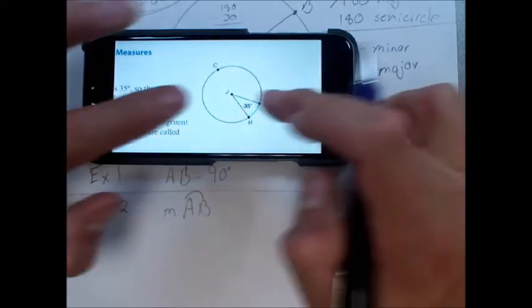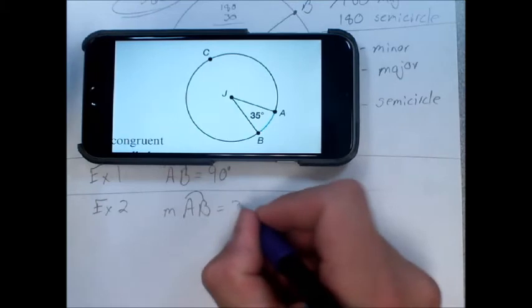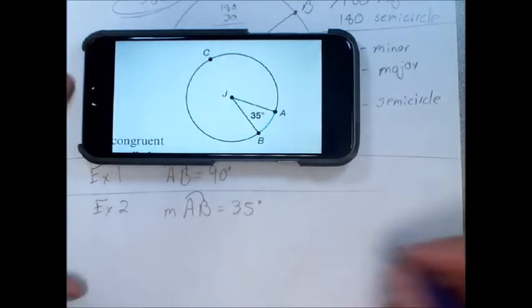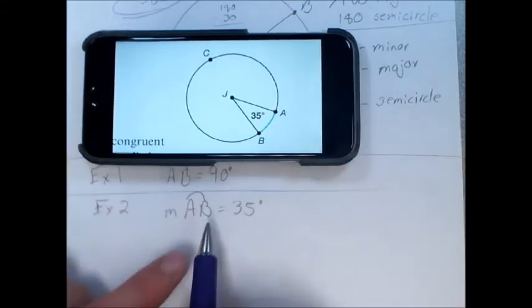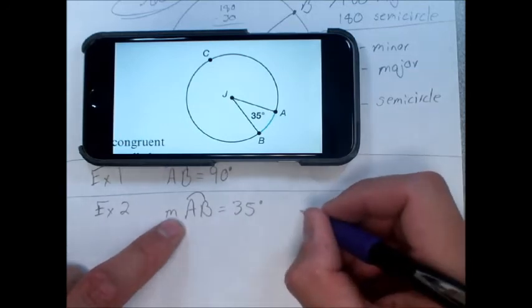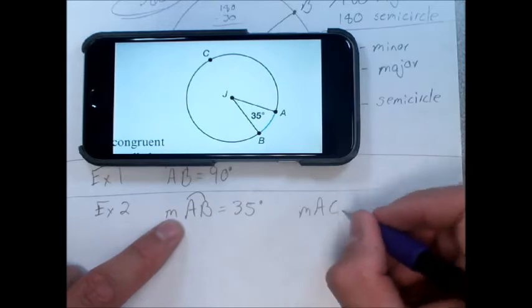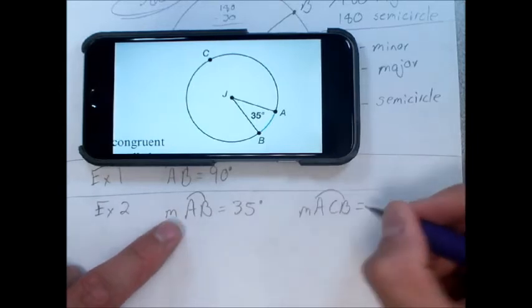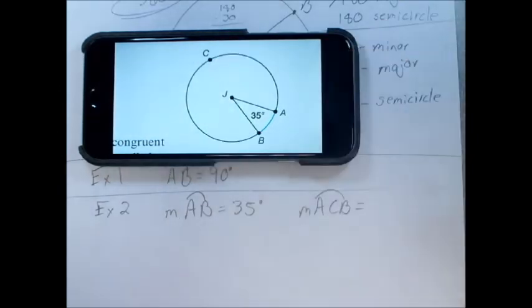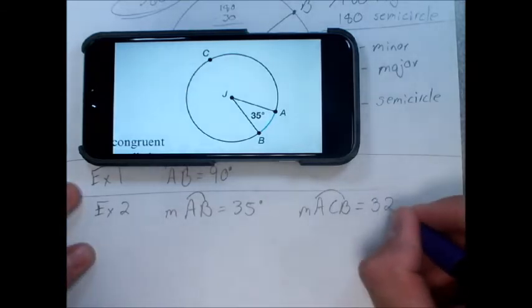Looking at your picture, 35. It's that simple. Now, this one's a little more difficult. What is the measure, now noticing the difference, of arc ACB? Arc ACB. So we take 360 minus 35, yes. So 325.